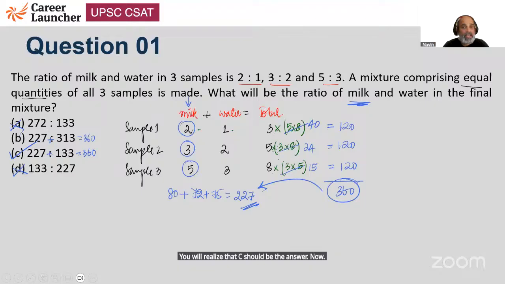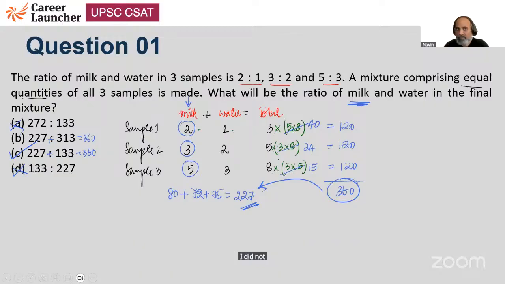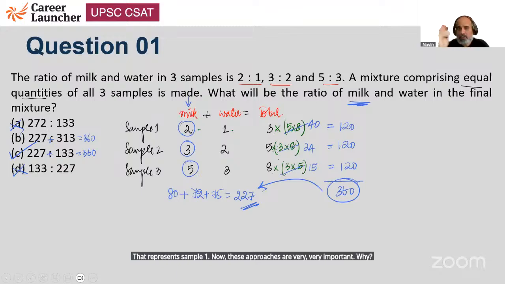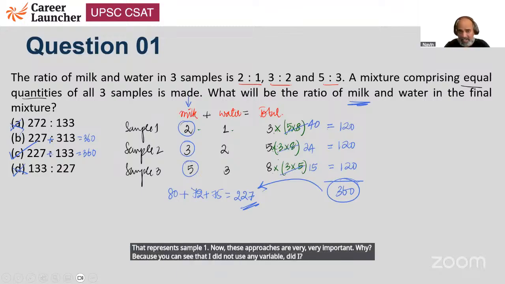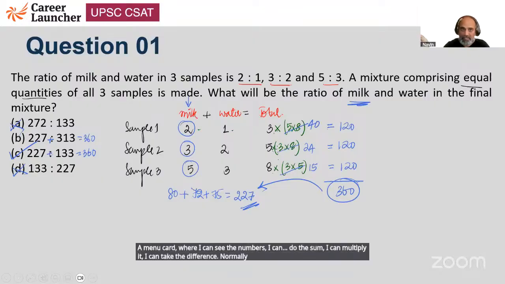Now, I have written everything because I had to explain it to you how to go about questions based on ratios. I did not have to write down sample 1. I could have simply written S1 that represents sample 1. Now, these approaches are very, very important. Why? Because you can see that I did not use any variable, did I? Did I write down any equation? No. I converted into a menu type, a menu card where I can see the numbers, I can do the sum, I can multiply it, I can take the difference normally as if the numbers are written, right?